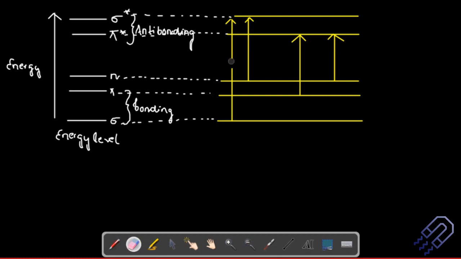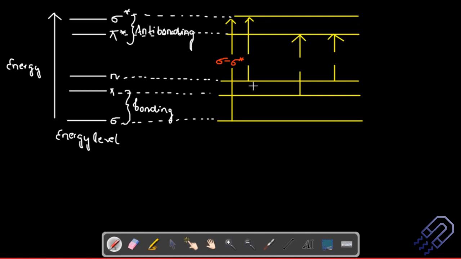So let's just write down these values here. What are these transitions all about? So I think you can easily see this. If you just look into the transitions here, this is your sigma and this is your sigma star. So this is basically nothing but a transition of sigma to sigma star.